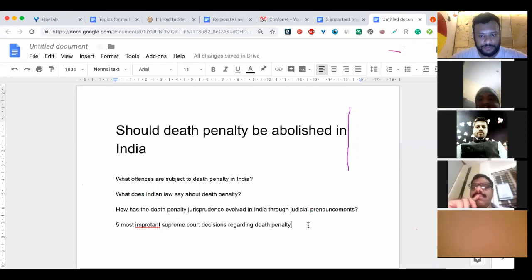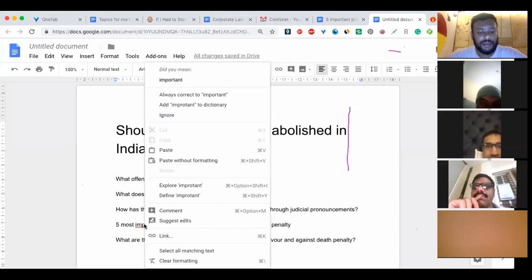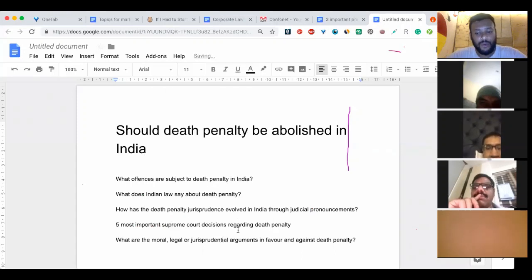What are the moral, legal, or jurisprudential arguments in favor and against death penalty, right? There's substantial jurisprudence against death penalty across the world, right? So this becomes also an important question: what are the arguments in favor or against?